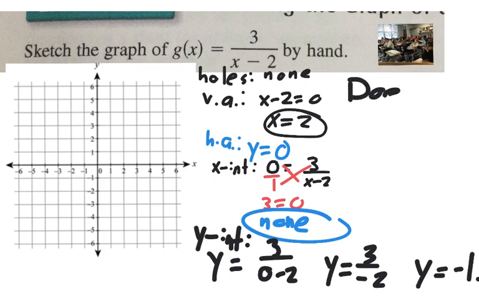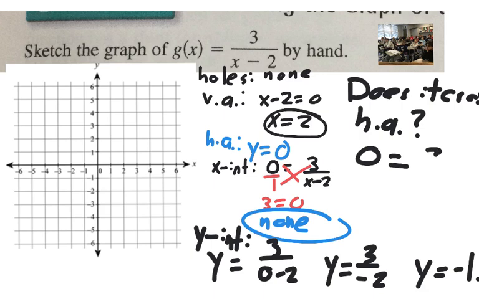So the way I ask that, I want to know, does it cross the horizontal asymptote? Well, we know the horizontal asymptote is occurring when y is equal to 0, so we would plug in 0 for y. Well, again, we've already done that right here. We found the x-intercepts, because this time it's the same thing. I would say 0 equals 3 over x minus 2, and I would solve. So I'm going to get 0 equals 3, which means no, it does not cross the horizontal asymptote. Any questions about how I found any of this information?